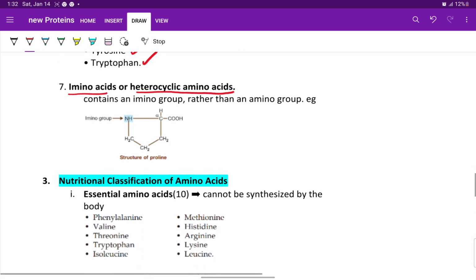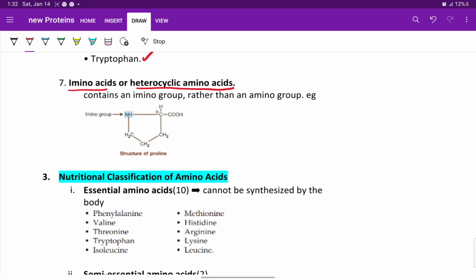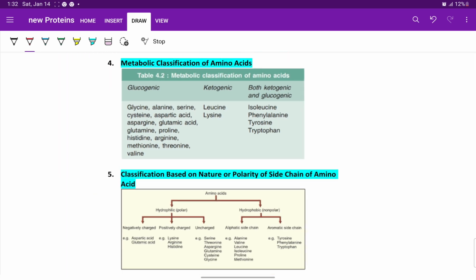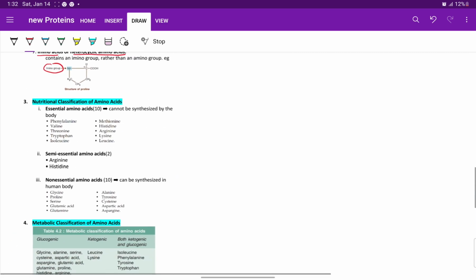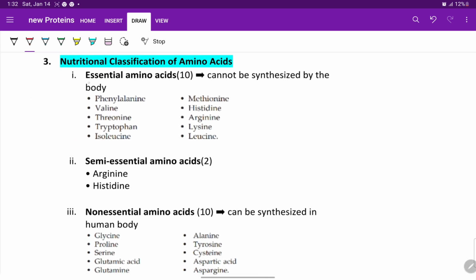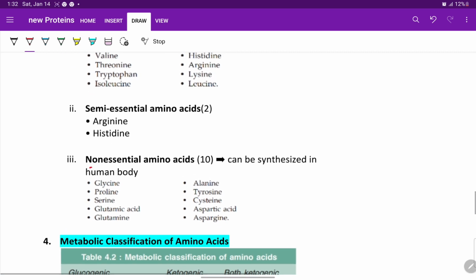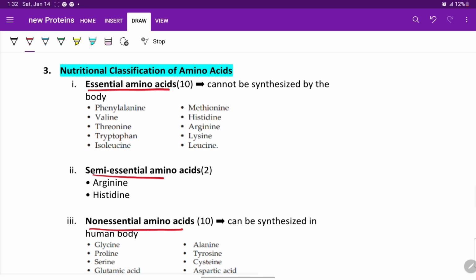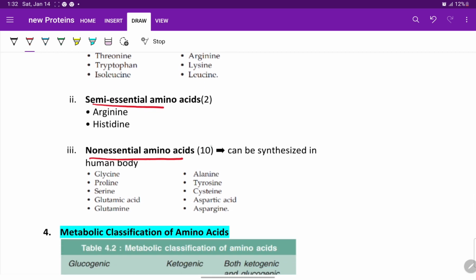Heterocyclic amino acids are the ones which contain an imino group, so based on that you call them heterocyclic amino acids. Another type of classification is the nutritional classification: essential amino acids, non-essential, and semi-essential amino acids. There are 10 essential amino acids, 10 non-essential, and 2 semi-essential, which we'll discuss.